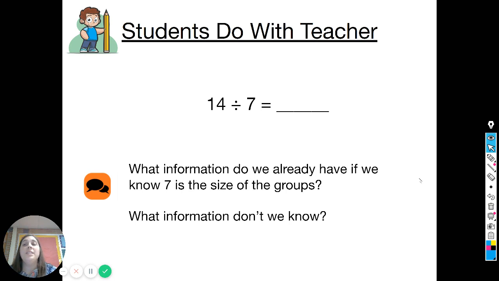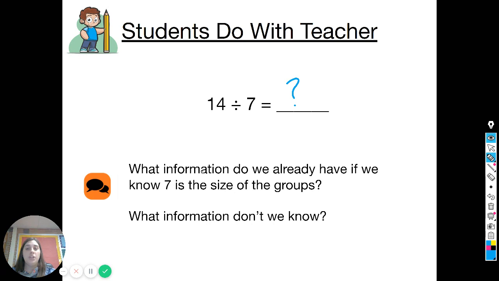Now we're on our slide with our little guy here who's got a pencil and he's ready to work. This is showing you that this is students do with teacher. So this is where you are going to do the work with me as I am doing it, okay? So right now, I have 14 divided by 7 equals blank. So this blank is our unknown.